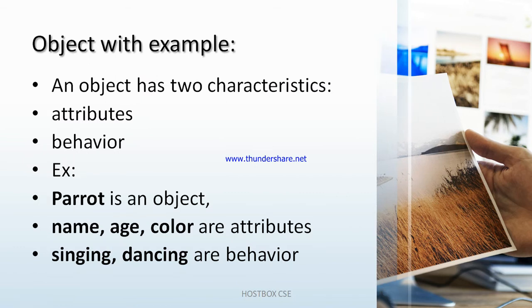Now the object with an example. An object has two characteristics, called attributes and behavior. For example, we can say a parrot is an object, and name, age and color are its attributes, and singing and dancing are the behavior of the parrot. Like that we can define an object with an example.